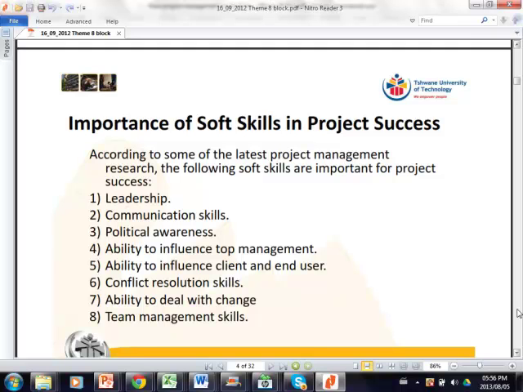Do you remember that in the literature on project success, they talk about the hard skills and they talk about the soft skills? And the soft skills that they talk about when it comes to project management are things like leadership, communication, political awareness, the ability to influence top management, the ability to influence the client and the end user, conflict resolution, ability to deal with change, and team management skills. Now, as we go through the topic of emotional intelligence, you will see that especially when we come to the management of other people's emotions and the management of the behavior of others, you will see that these come out very strongly.